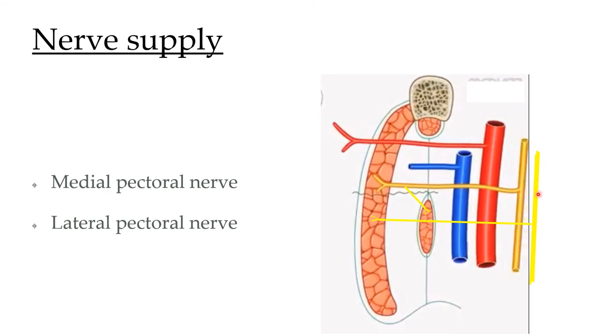In this illustration, this represents the medial cord of the brachial plexus. One of the branches of the medial cord of the brachial plexus is the medial pectoral nerve. So this represents the medial pectoral nerve. The medial pectoral nerve passes superficially and then it pierces the pectoralis minor muscle and innervates the muscle, and then it goes further superficially towards the pectoralis major muscle and finally ends by providing nerve supply to the pectoralis major muscle.